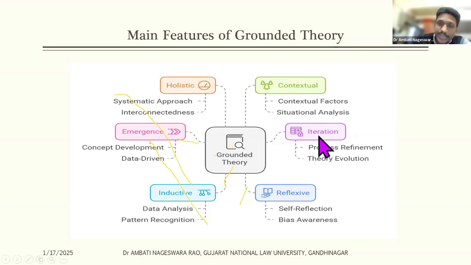Now, iteration means as you are going to collect the data in different phases, you are going to develop the codes and you start looking at them again. You are going to read codes, how these particular codes are connected. You're going back and forth, and you start connecting the codes. Accordingly, you're going to develop the themes out of the research work. Then only you will be able to develop the theory.